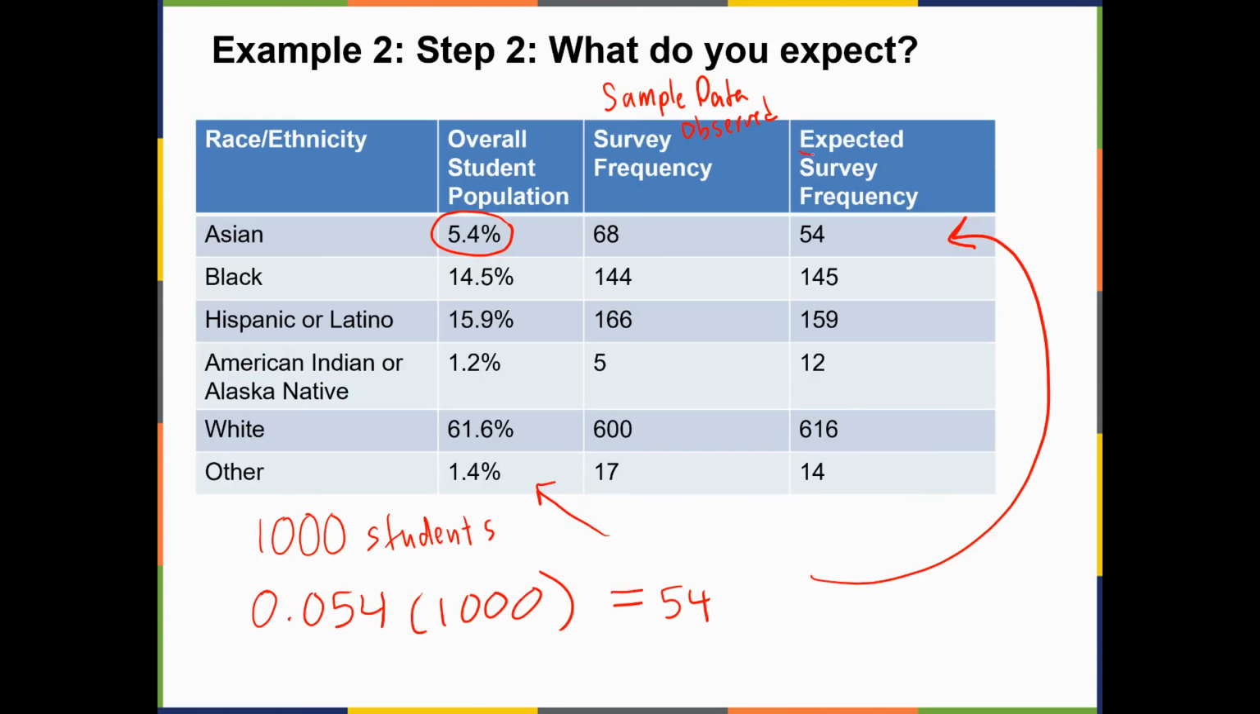This is what we are expecting to happen, okay? So this is from our computations based on the overall student population times the number of students. So what we're going to do is compare these two columns, what we actually observed with what we would expect to observe.